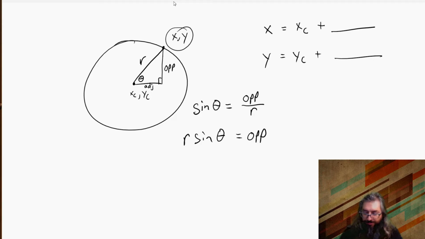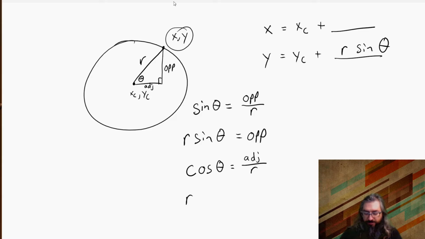That means our y coordinate is going to be y sub c plus R sine theta. Generically, we can plug in whatever radius we want, and the angle that we want it to be on the circle, and that's going to generate the y. Similarly, cosine of the angle is the adjacent over the hypotenuse.